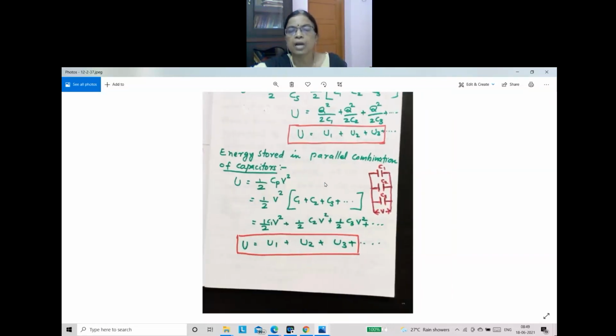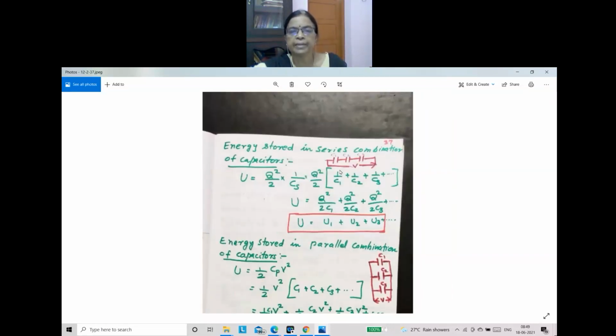See, when 3 capacitors are connected in series, what is the total energy? That is the question. How will you find the total? One capacitor's energy we have seen, Q square by 2C or half CV square or half QV, different formulas we have studied. But when 3 capacitors are connected in series, how will you find the total energy? That is the question. Each capacitor's energies are added.